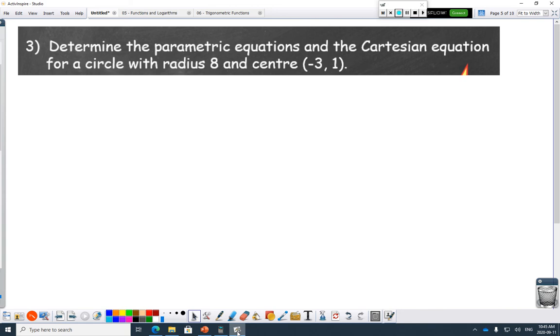Okay. Determine the parametric equations and the Cartesian equation for a circle with radius 8 and center -3, 1. This thing's been moved over now, and that will change how the parametric and the Cartesian equation go together. Now, if you're at this point going, I'm not even sure I know how circles work exactly with either of these things, this is where you need to get to, being able to do what I'm going to do here, okay? First I'm going to go after Cartesian.